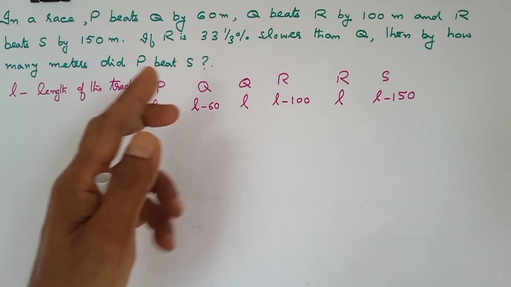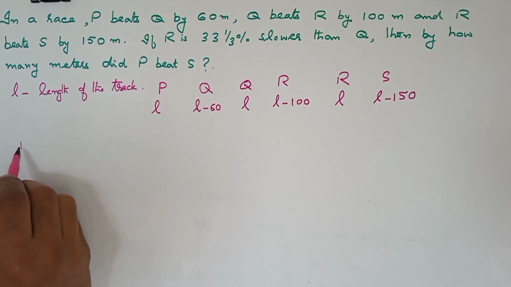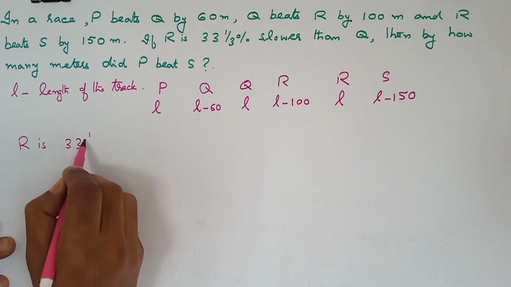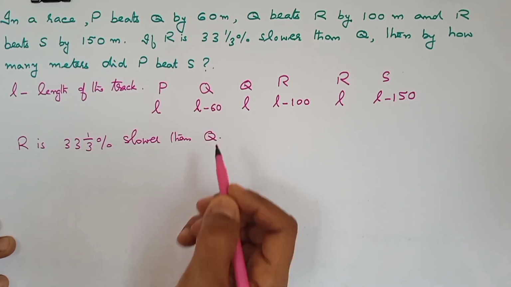Now let's look at the speed between R and Q. We can have a relationship between the speeds of R and Q. R is said to be 33 and 1 by 3% slower than Q.